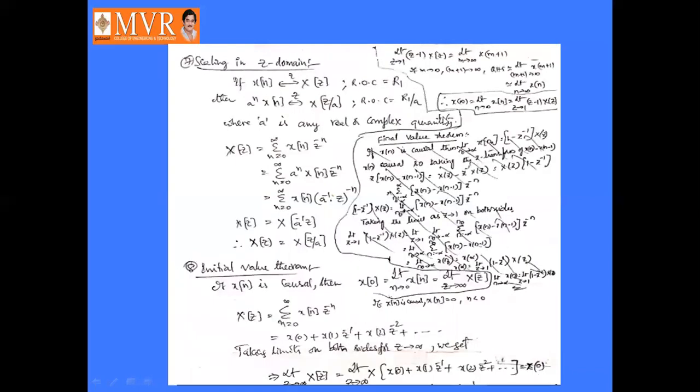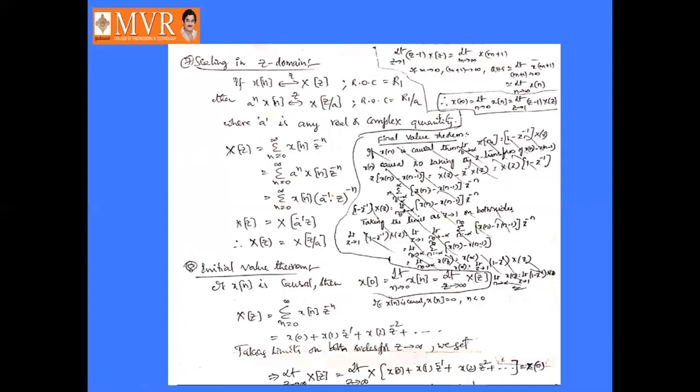So limit z tends to 1 of z minus 1 into x of z is equal to limit m tends to infinity x of m plus 1. If m tends to infinity and m plus 1 tends to infinity, then RHS is equal to limit m plus 1 tends to infinity x of m plus 1, or limit n tends to infinity x of n, where m plus 1 equals n, right? So therefore x of infinity is equal to limit n tends to infinity x of n, that is limit z tends to 1 of z minus 1 into x of z. That is the final value theorem.